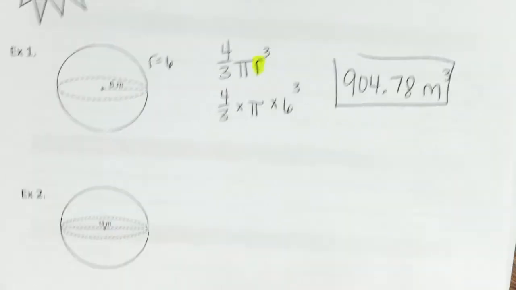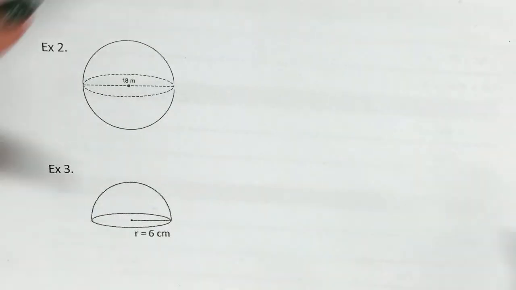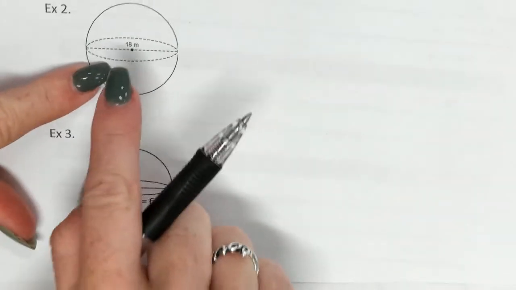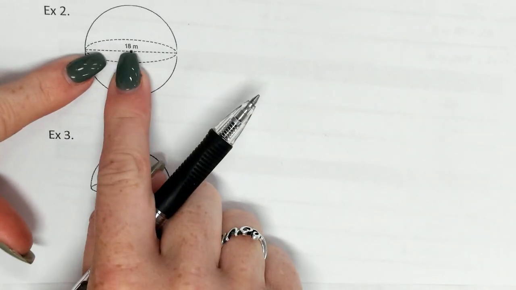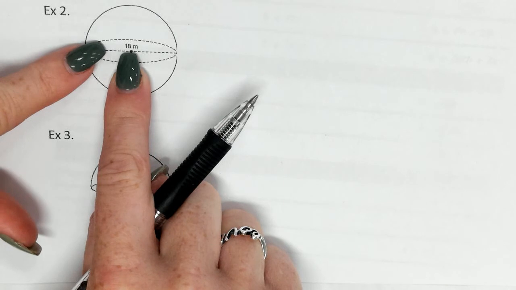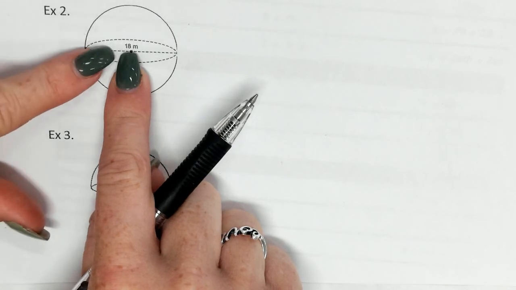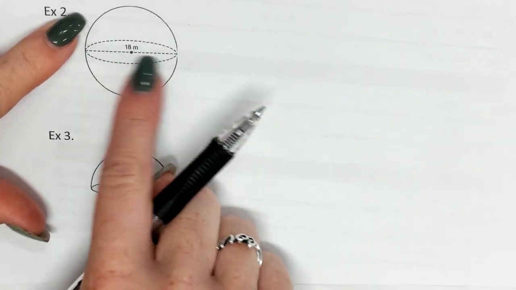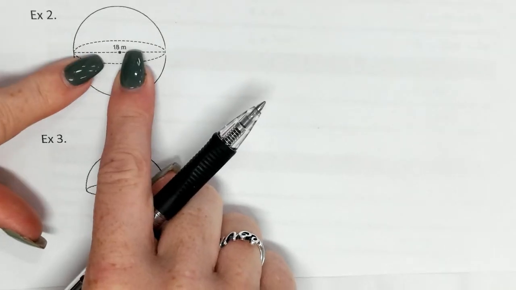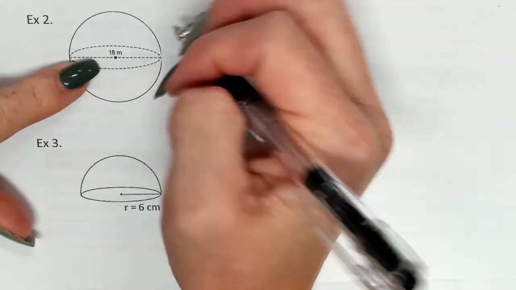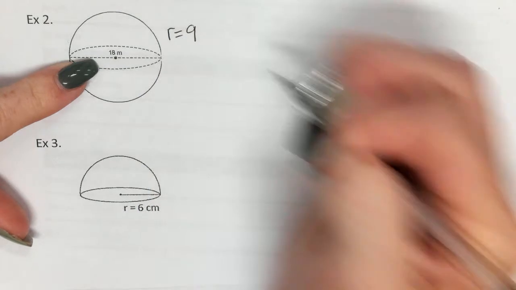Okay, let's talk about the next one. For our formula, we need radius. Yes? I'm waiting for y'all to answer me. Yes. Did they give me the radius? No, they gave me the diameter. So what am I going to do to this number? Divide it. What's 18 divided by 2? So my radius is 9.